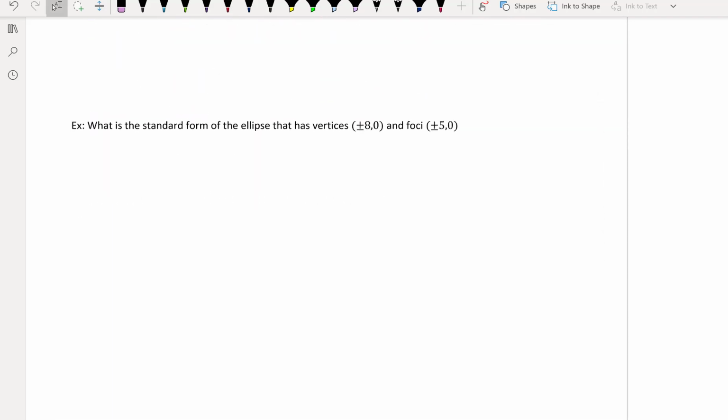So for the next example, it says, what is the standard form of the ellipse that has vertices plus or minus 8, 0 and the foci plus or minus 5, 0? So here I have my value of a over here. So I have that a is equal to 8. So a squared is equal to 64. I also have this as my c value. So I have that my c value is equal to 5. So c squared is equal to 25.